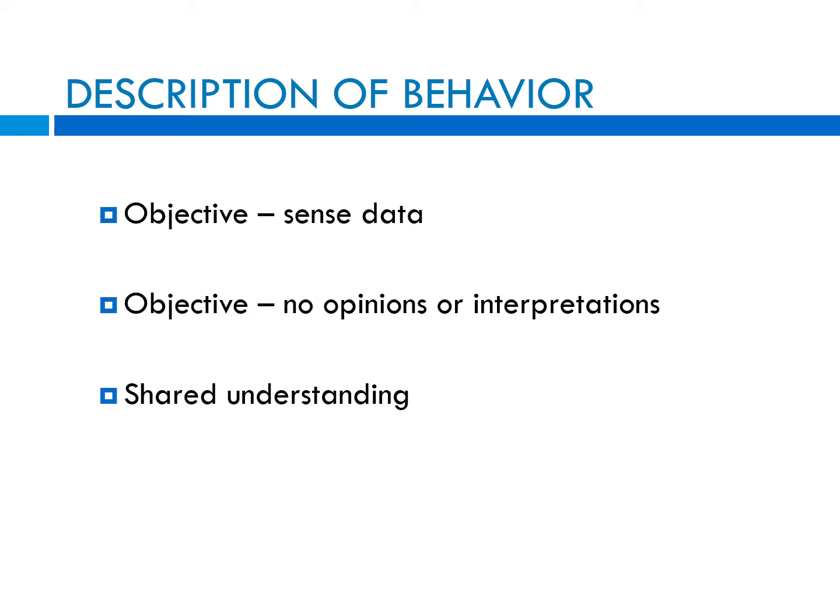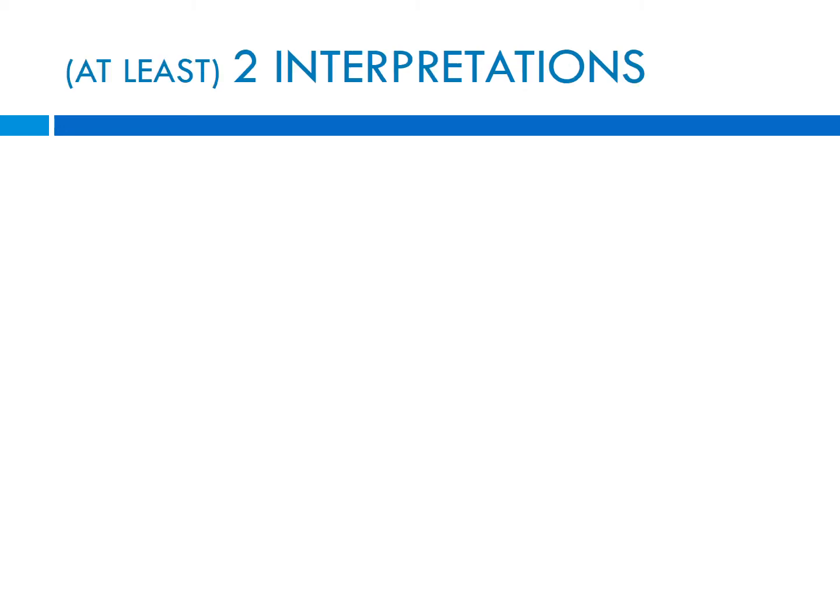The next step, giving at least two interpretations, is where you get to tell the other person what you think is going on. This step is not about the sense data or what you saw or heard. The second step, interpretations, is about what you think is going on. This is your opinion of what you think the behavior meant, what you think is happening. This is helpful for you because it forces you to think about the meaning, and it's helpful for the other person because it lets the other person know what you think he or she meant.